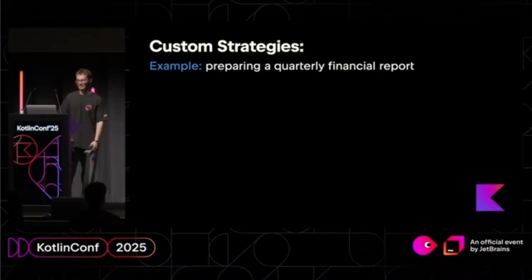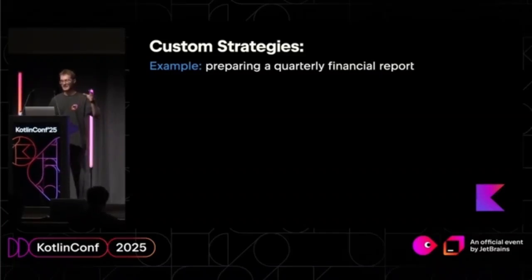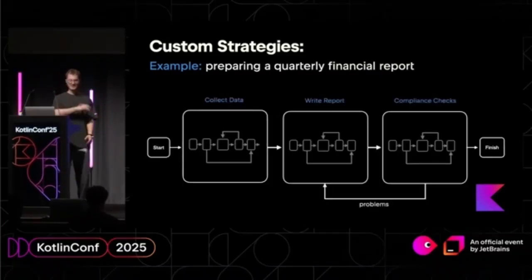Let me give you an example. You are preparing a quarterly financial report, and this could be your strategy. First, you're collecting the data. For this part of the strategy, you just tell the LLM, you are only collecting the data. You are not writing the whole report. You have a very, very dedicated specific task. And you connect the LLM with only data collection tools, not all the tools.